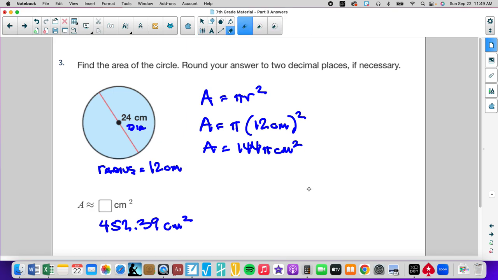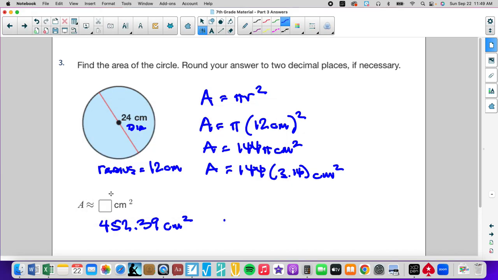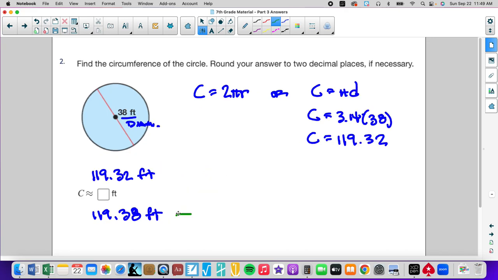No, it's not. For some reason, on this example, they want you to use the rounded or approximate version of 3.14. And so if you do 144 times 3.14, you get 452.16 centimeters squared. For some reason, this is the correct answer for this problem, and that was the correct answer for the other problem. It makes no sense. They've changed it.